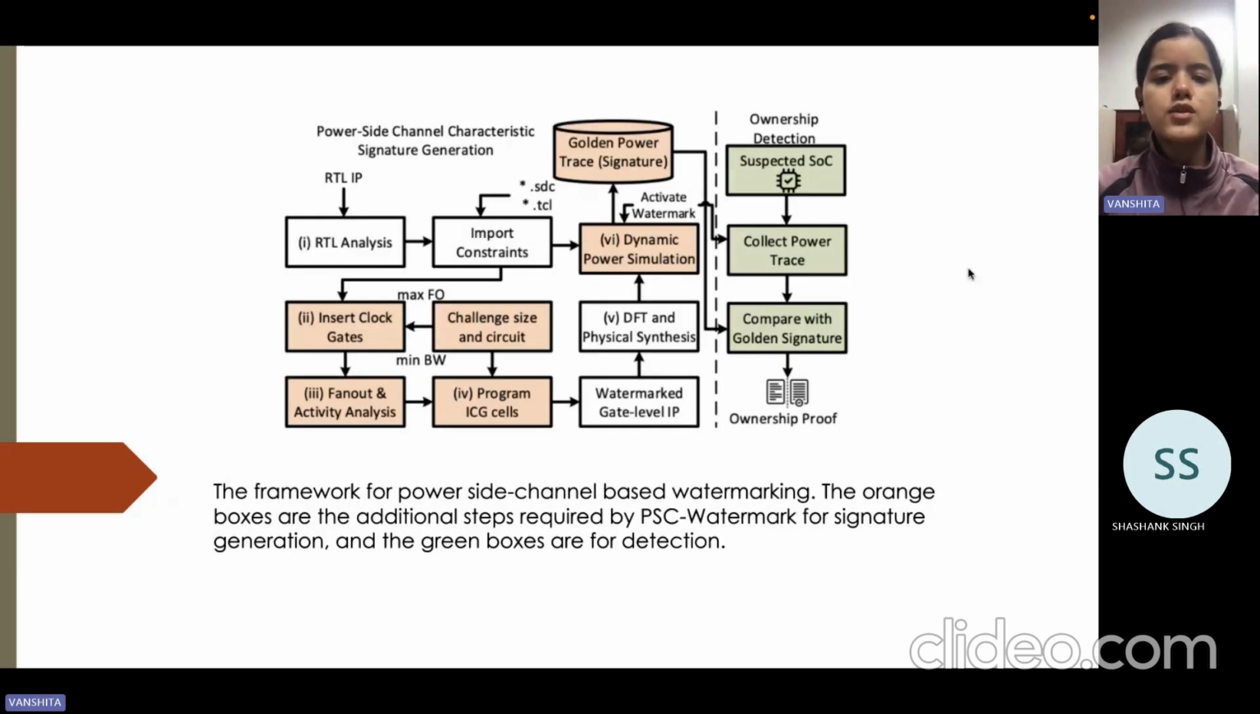Next is the framework of the power side channel based watermarking. The orange boxes are the additional steps required by the PSC watermark for signature generation, and the green boxes are for detection.